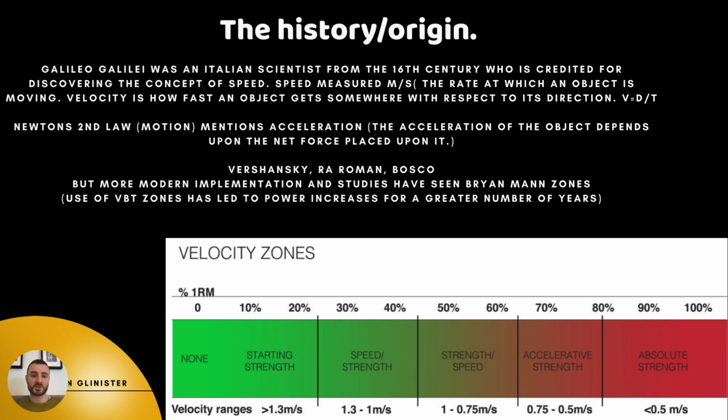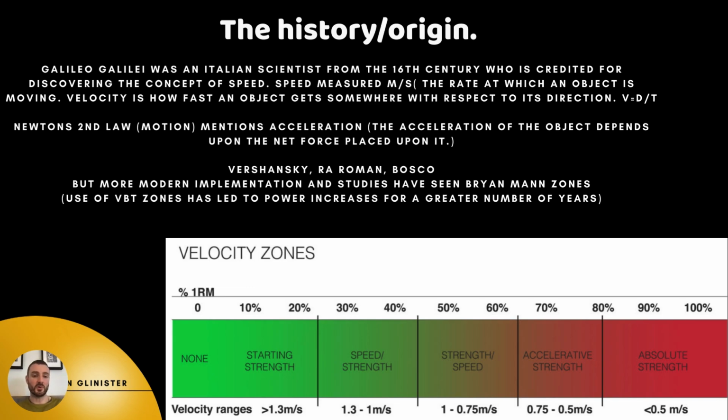Speed is typically measured in meters per second, which is what we look at here when we're using velocity-based training. And this is the rate at which an object is moving. Velocity, which is what we like to use as a term, is how fast the object gets somewhere with respect to its direction. So it's basically speed equals distance over time, and velocity is distance over time. So what we're looking at here is where does the object start and where does it get to, and the amount of time it takes to do that in that certain direction. Think of a squat or a bench press.